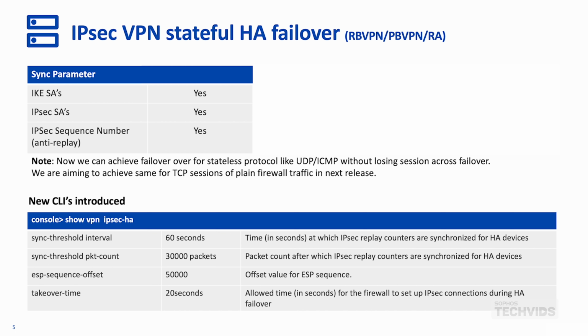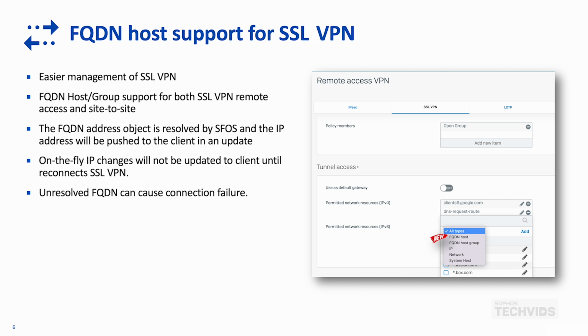Next up is FQDN support for hosts and host groups in SSL VPN. In v19, if an admin wants to publish any resource with a dynamic IP address, they must make configuration changes in the VPN policy every time the IP address changes, and they must notify users to re-download the configuration. In v20, admins can simply configure an FQDN host or host group as a resource in the SSL VPN policy. FQDN to IP resolution now takes place on SFOS, and the route will be pushed at the time of configuration installation. If the IP address changes, no dynamic updates are pushed until the SSL VPN connection is first disconnected, then reconnected by the end user.